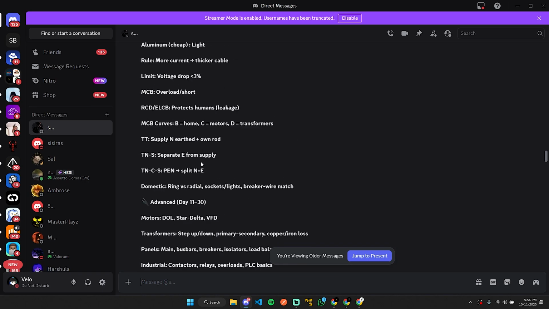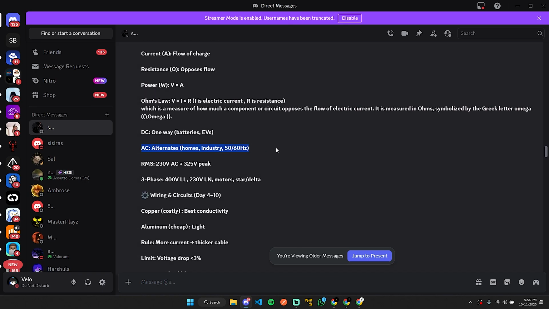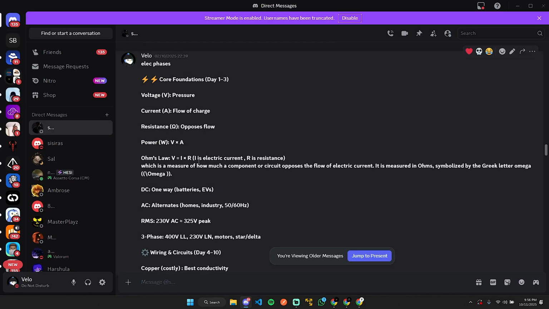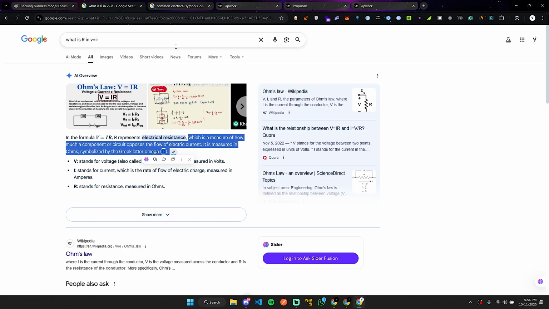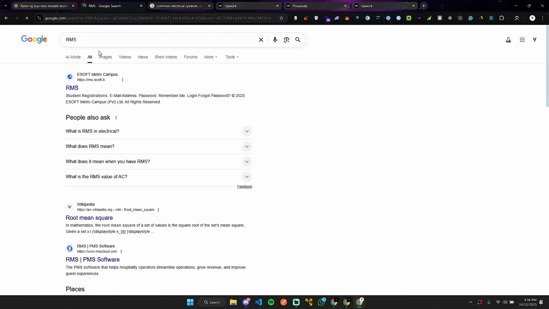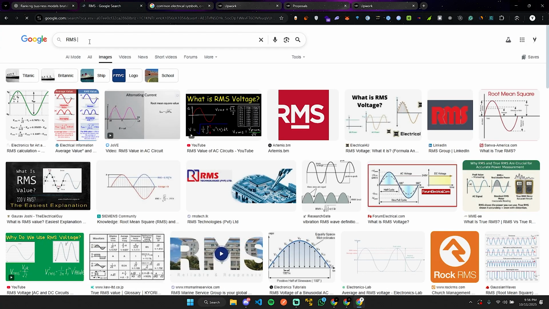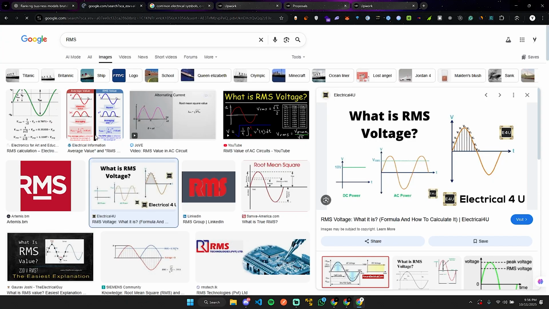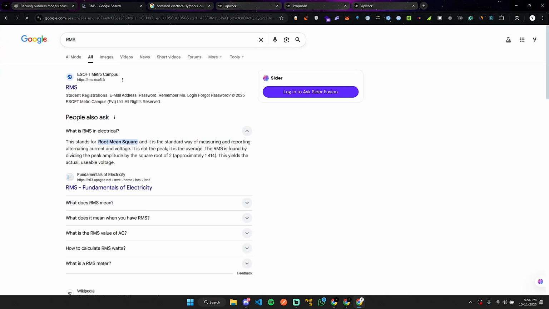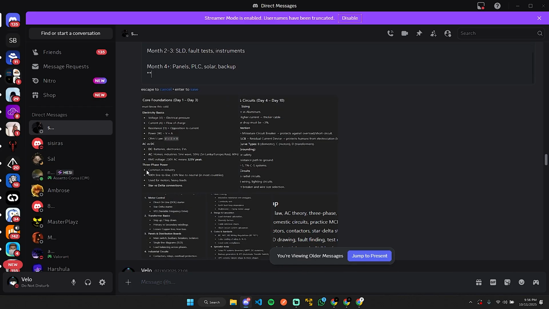All right, let's go ahead to the next one, which is AC alternating, RMS. There are like 3 lines, I think, but as you can see, DC is all one way and AC is alternating, right? Apart from that, this is basically the 3 phases, right? So what does this mean? RMS, root mean square.